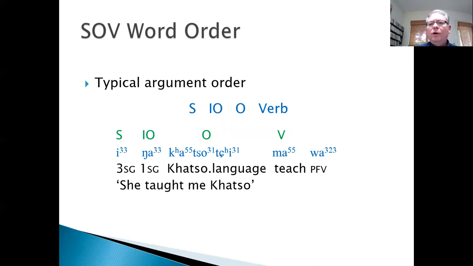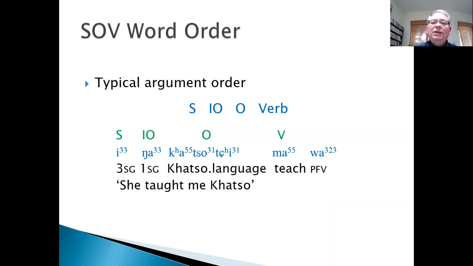In terms of the word order of the arguments of a verb, we could call Khatso an SOV language, although the order is a little bit flexible. So generally, the verb always comes last, so all the arguments occur before the verb. Typically, the subject comes first.